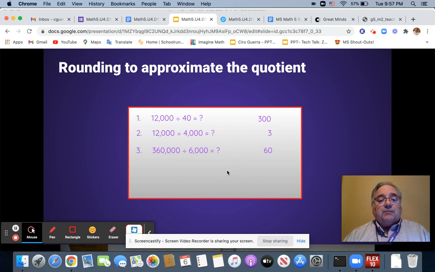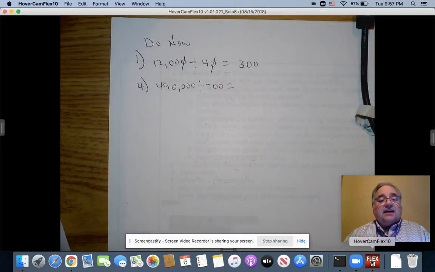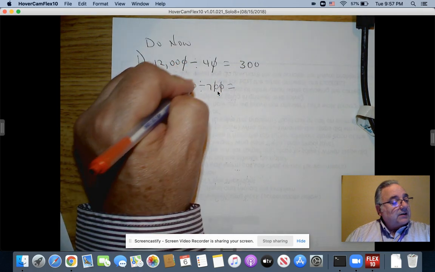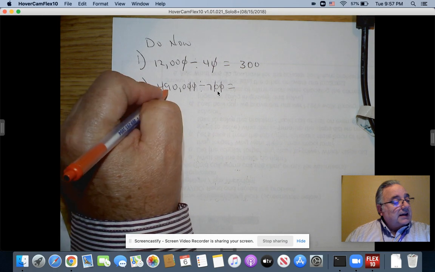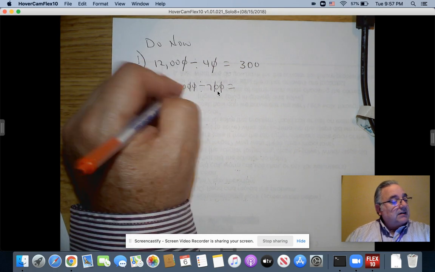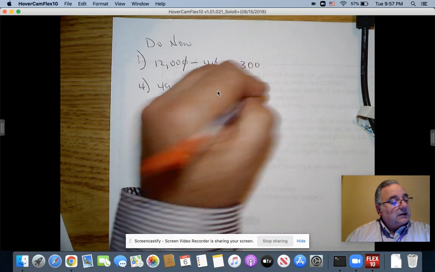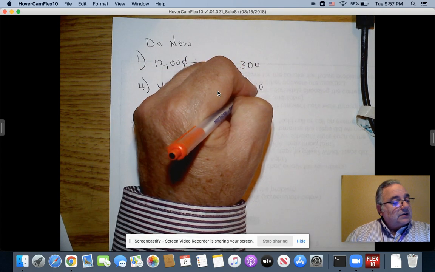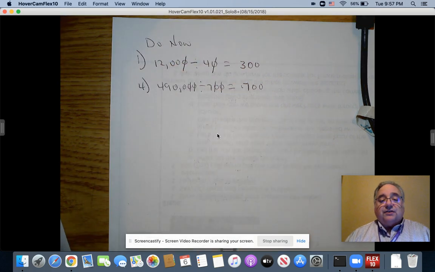And let's look at number 4 together. Let me go ahead and work that out. Let me get to the flex cam. I got 490,000 divided by 700. If I divide each side by 100, I cross out two zeros. That gives me 4,900 divided by 7. So that's two zeros. 7 times 7 equals 49. So the answer will be 700.